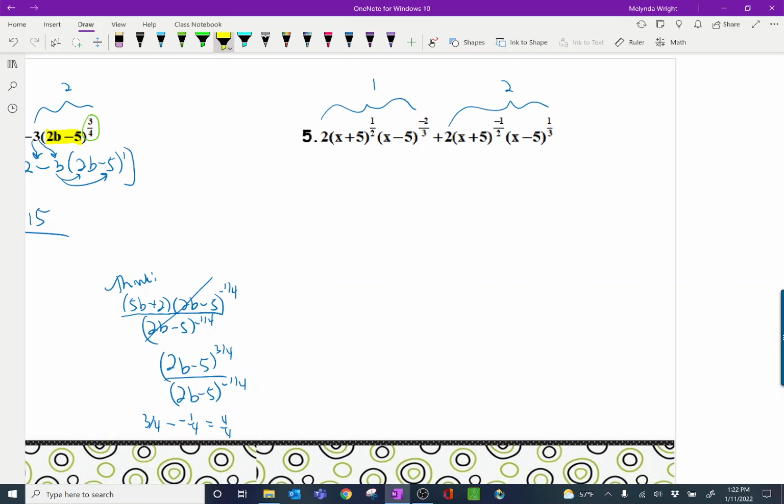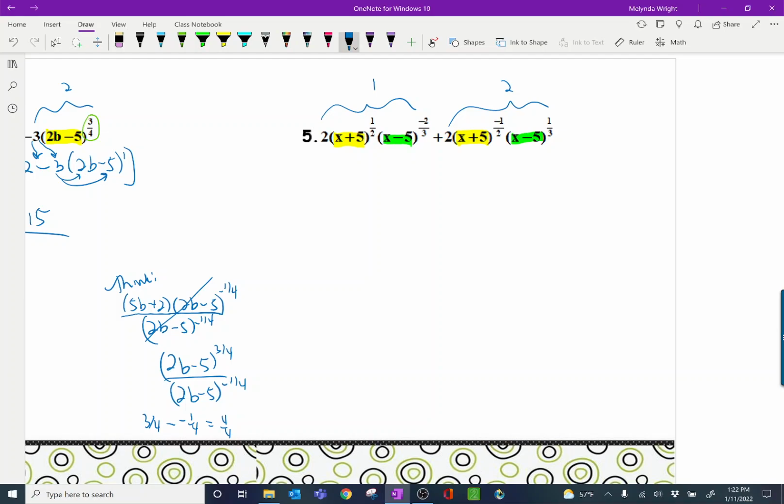So I've got an x plus 5 and an x plus 5. Let's see if we have anything else in common. Oh yeah, we've got an x minus 5 and an x minus 5. So we've got 2 common bases that we need to factor out. Ooh, this is going to be a little crazy.